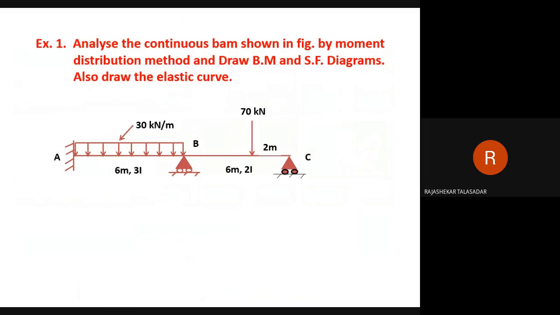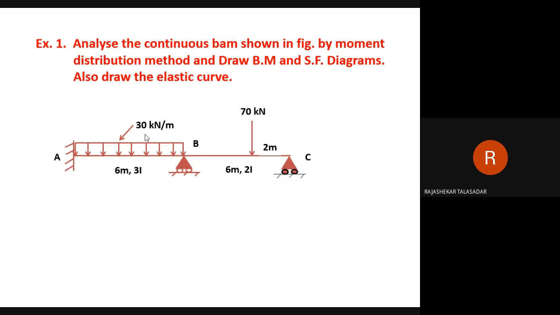Now we'll take the second problem. In the first problem, A and C were fixed. Now I change the end condition. A is fixed, B is continuous, whereas C is the extreme end. Here A and C are called extreme ends. All intermediates are taken as rigid. Of course, all joints are rigid, but they will be taken as fixed also. Now, if you look at this beam, AB is 6 meter with moment of inertia 3I, whereas BC is also 6 meter, with I being 2I. These are the loads carried by the spans AB and BC.